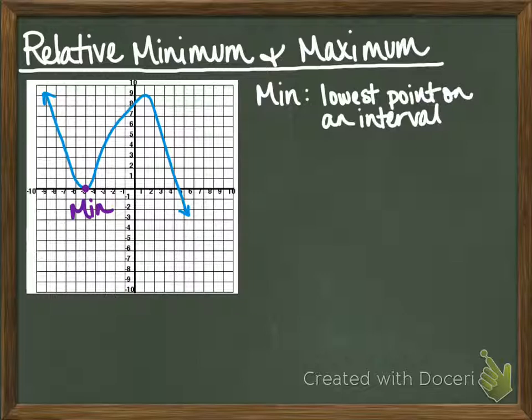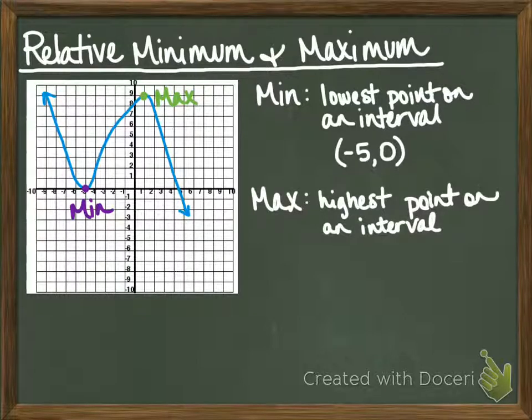So the minimum is the lowest point on an interval, and for this graph it's at -5, 0. We write the minimum and the maximum as an ordered pair. Then the maximum is the highest point on an interval, so for this one the maximum is at 1, 9. Okay, and in just a second I'm going to show you how to do this on your calculator when we get to the example.